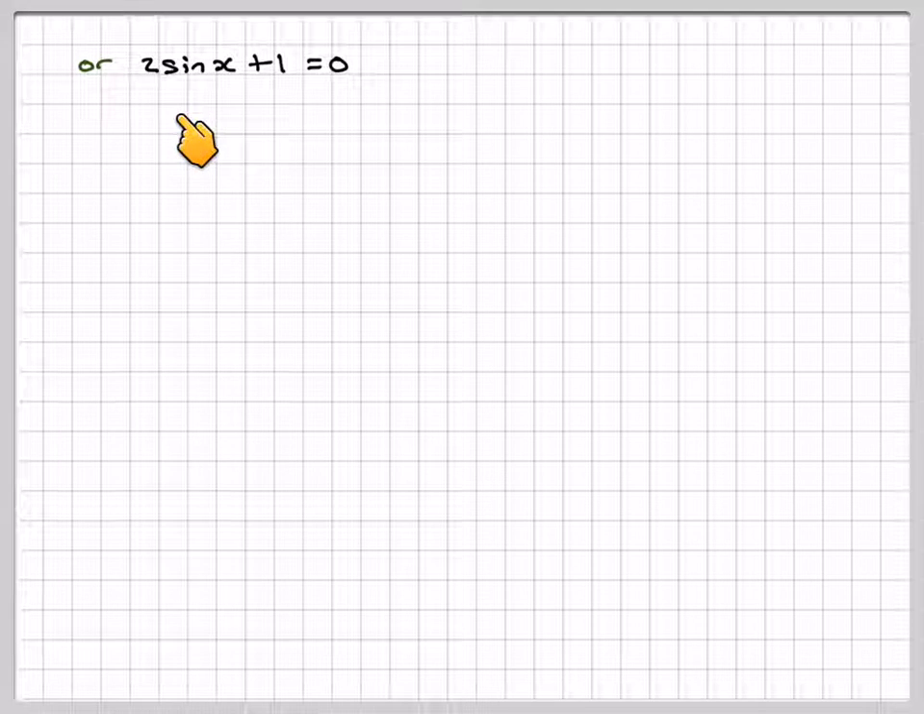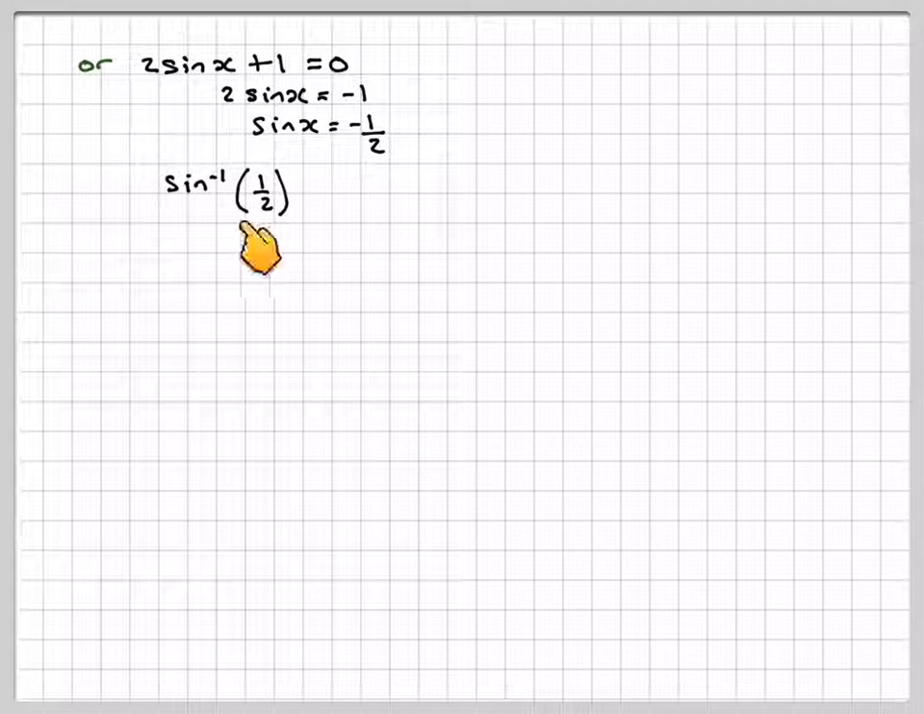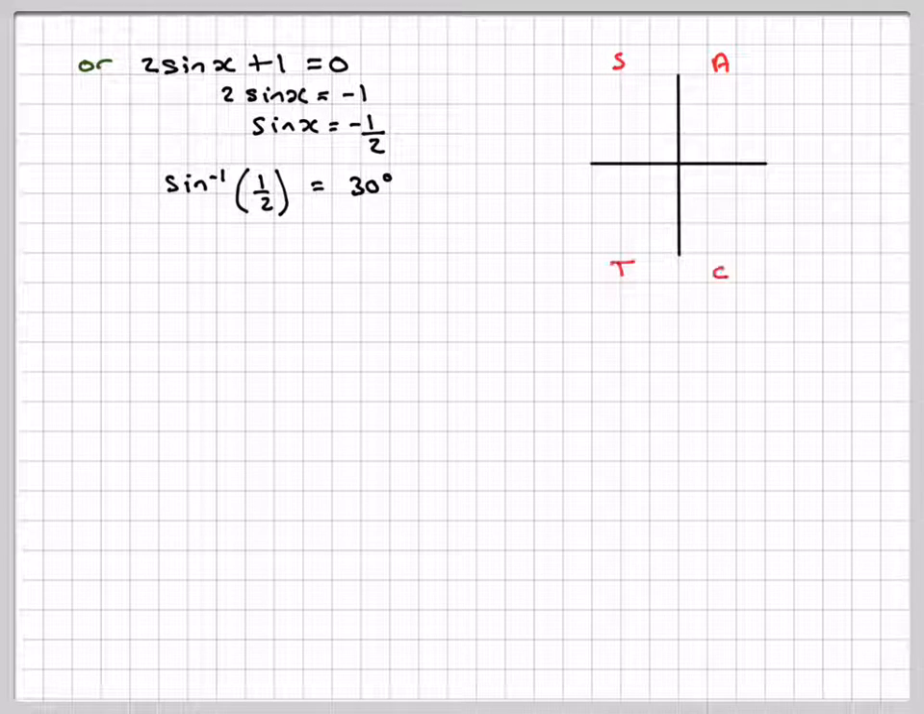Or the other part is equal to 0, so 2 sine x plus 1 is equal to 0, so it gives 2 sine x is equal to minus 1, and sine x is equal to minus a half. You then do the inverse sine of the positive part of that, and you should know in your head that that is 30. And then if you remember, you draw out the CAST diagram, the 4 quadrants. This tells you where sine's positive, all positive, tangent's positive, and cos is positive. Remember, we go around anti-clockwise around the circle.